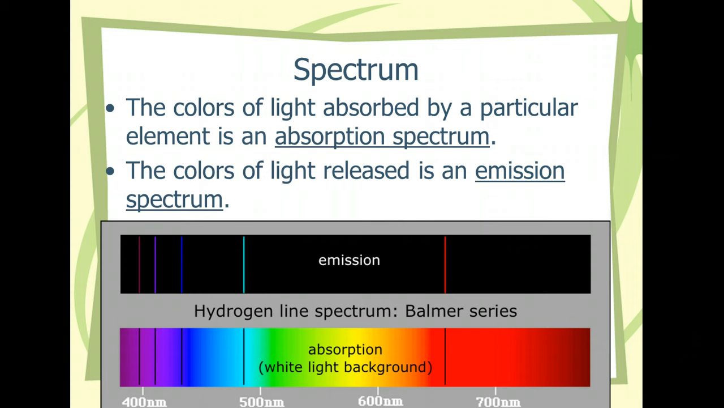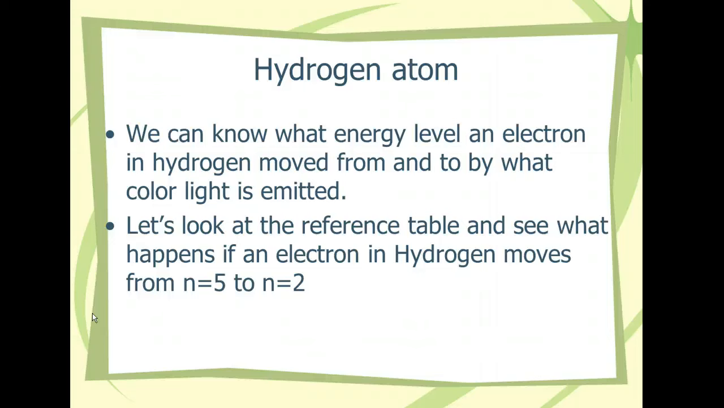Now these particular lines are from hydrogen atoms. Hydrogen atoms are the ones that we're going to focus on primarily for studying how excited electrons release light. The hydrogen atom in particular is the one that the Bohr model is used for, because it's very simple, it just has one electron. And if we know what energy level an electron in hydrogen moved from and to, then we know what color light's going to be emitted. What color light we're going to see depends on where that electron moves.